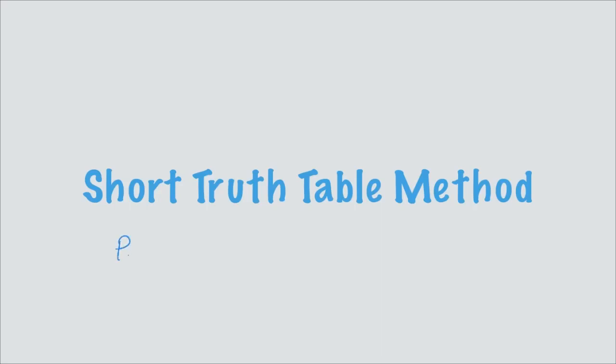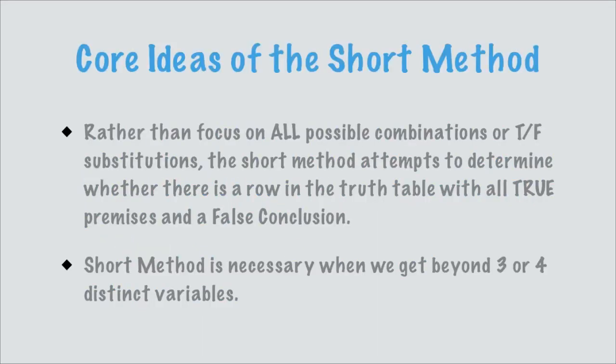It's also the partial truth table method. And some just say the short method. So your book will use, I think, all three ways of referring to it. I usually call it the short truth table method or the short method. So the short truth table method is a way of focusing in on just the rows that may give us an invalid argument. So the core ideas are this.